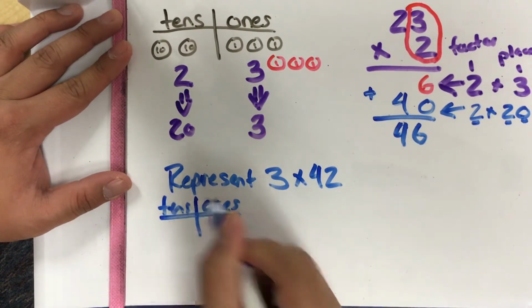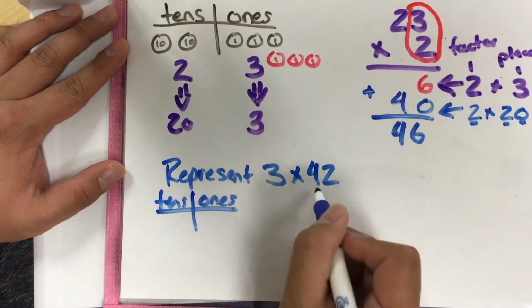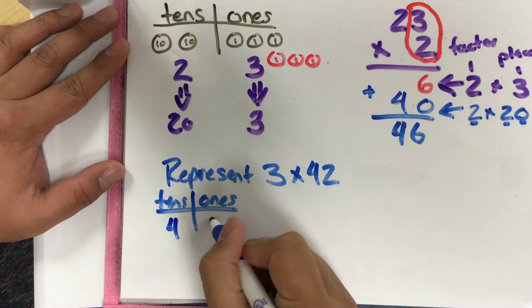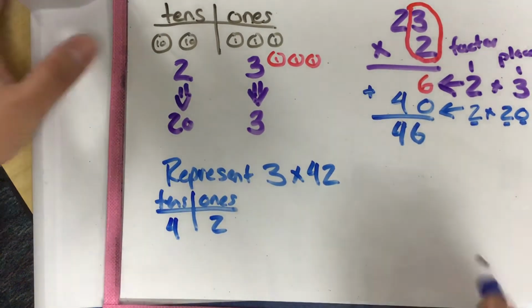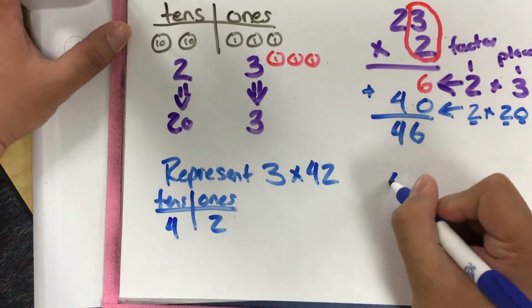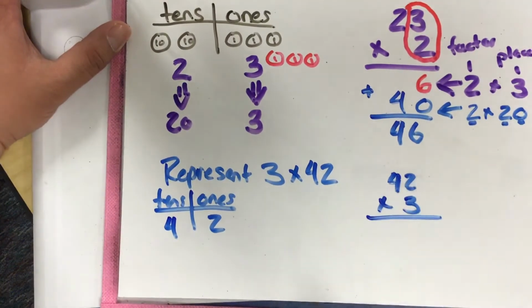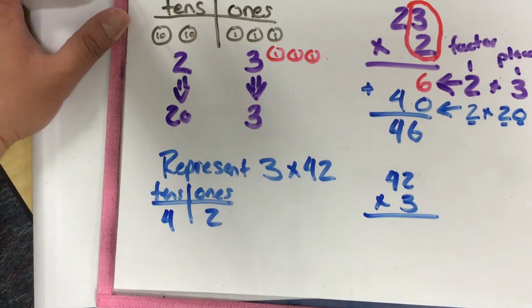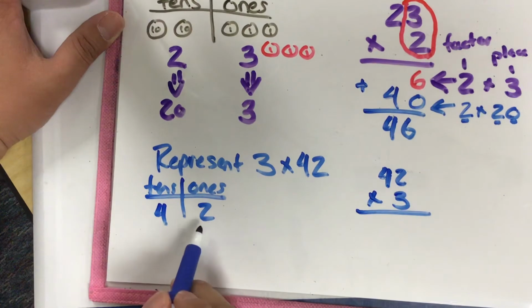But that's up to you if you need that or not, okay? So we know that in 42, there are 4 10s and 2 1s. Now, if we're going to do 42 times 3, we're basically going to have 3 groups of 4 10s plus 3 groups of 2 1s.